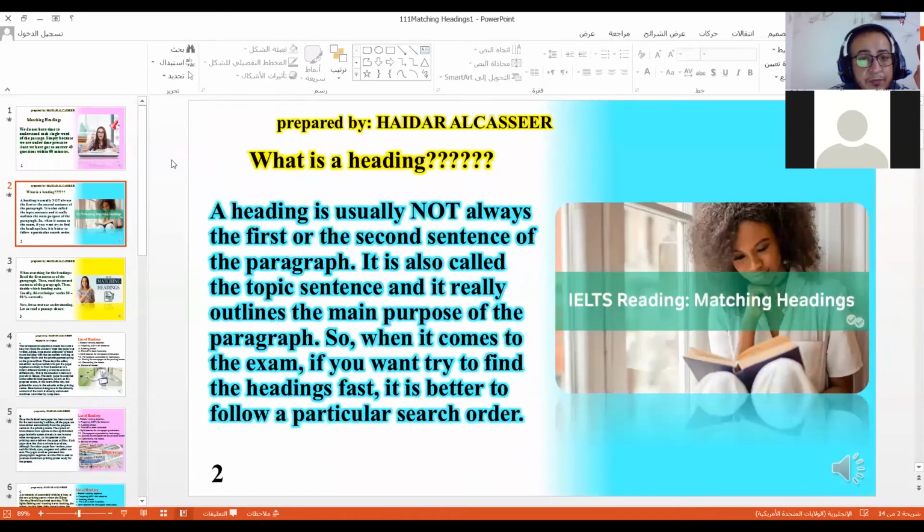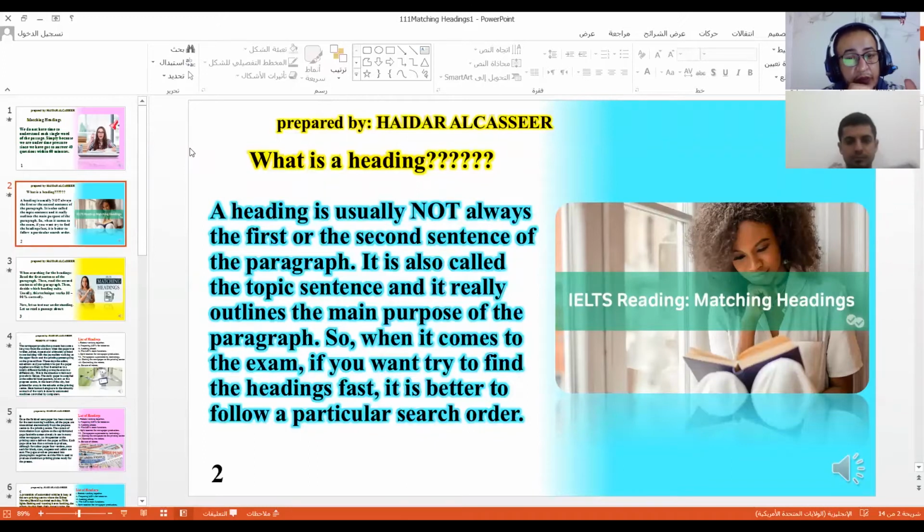Let's come here. A heading. What is a heading? A heading is usually, not always, the first or the second sentence of the paragraph. It's also called the topic sentence, and it really outlines the main purpose of the paragraph. So when it comes to the exam, if you want to find the headings fast, it's better to follow a particular search order.